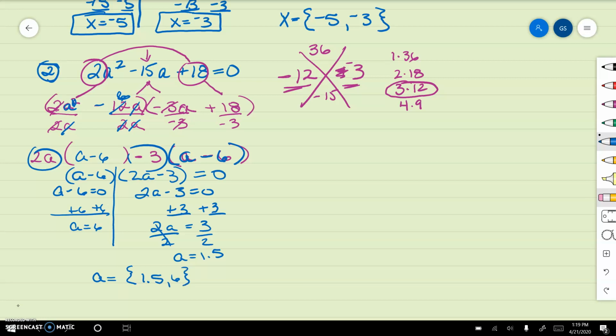So is this hard? No. If you know how to factor, this is not hard at all. It's the factoring that people struggle with. So hopefully you've been practicing that factoring for the last couple of weeks. If not, learn it now. Okay, let's do another one.